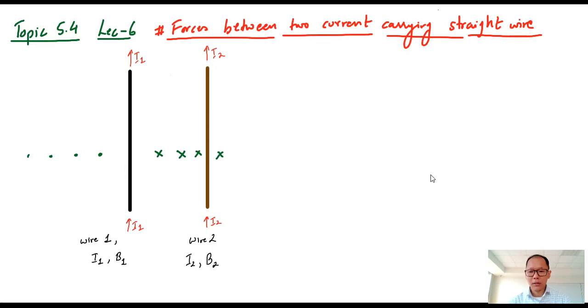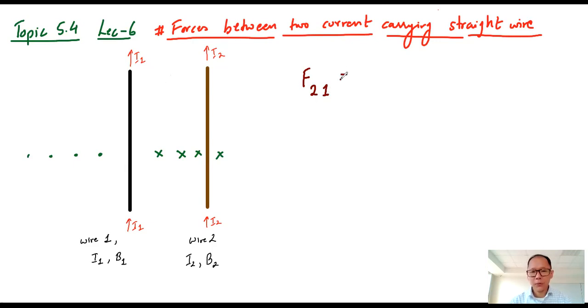So now let's look at the force acting on wire 2 due to wire 1. This is the notation that I will refer to, okay? So now I'm trying to find the force on wire 2 because of wire 1.